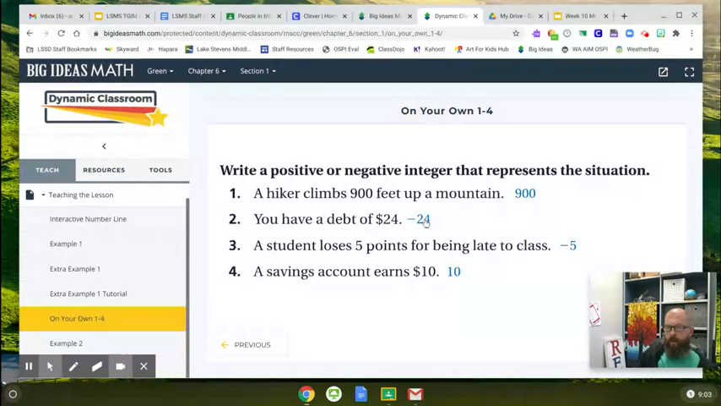So we got 900, -24. That's a debt. You owe it. Those are bad. Don't do that. A student loses 5 points, -5. And a savings account earns 10. There it is.